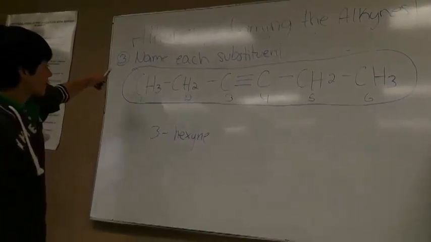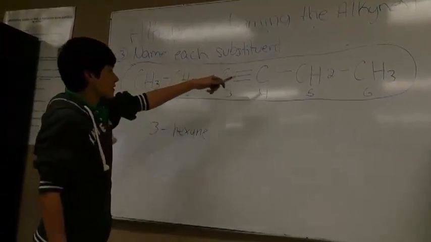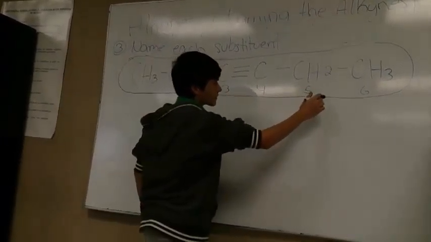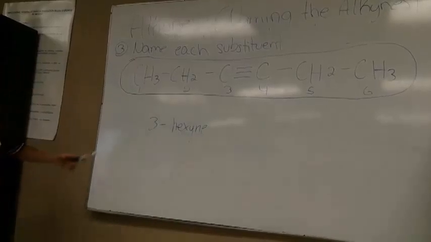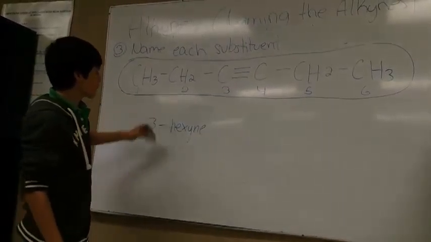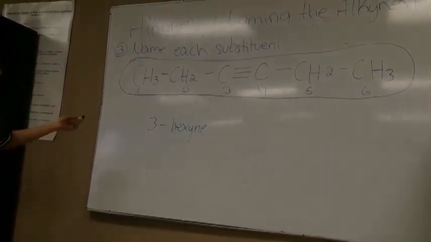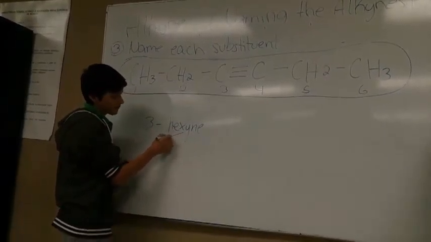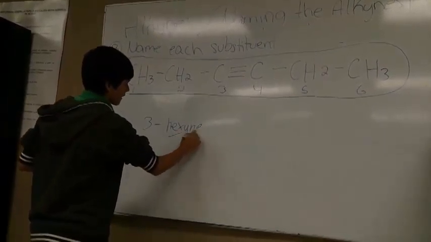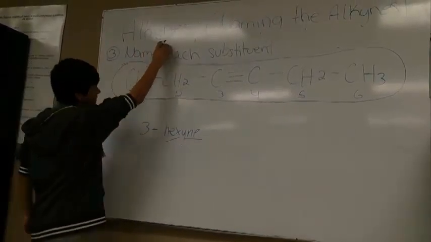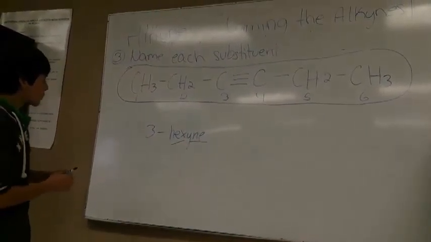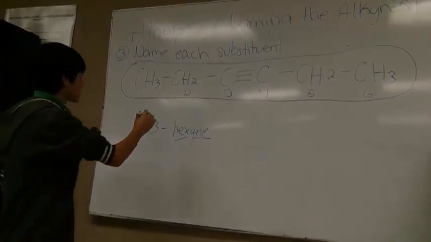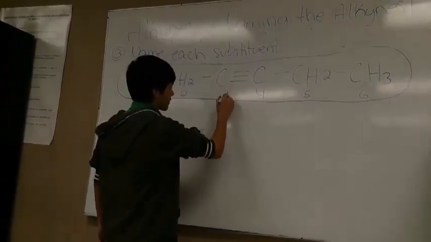So for the third step, name each substituent. As we can see here, we have 1, 2, 3, 4, 5, 6. We need to use some prefixes, and for this example, it's 6, so the prefix is hex, and the termination is yne, because it's an alkyne. So you're probably wondering about the 3. Why the 3 here? Well, it's basically because we have the triple bond on the third carbon.